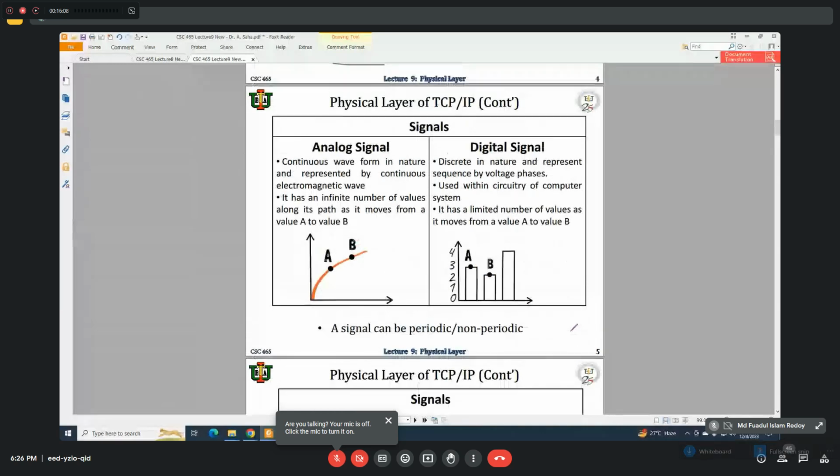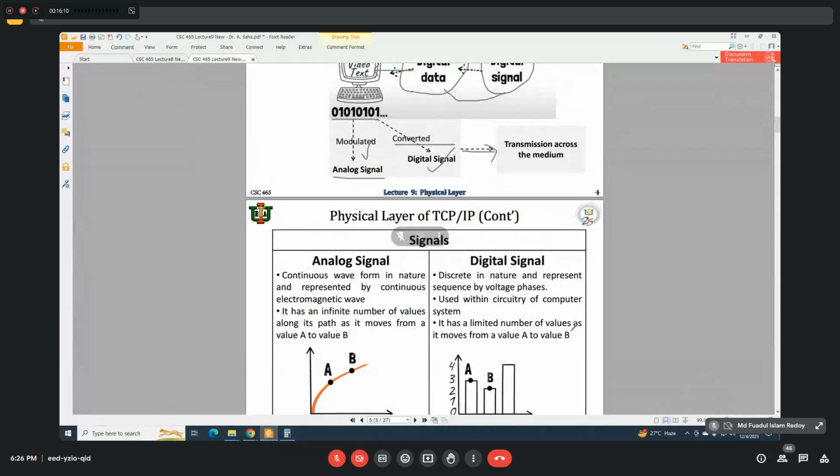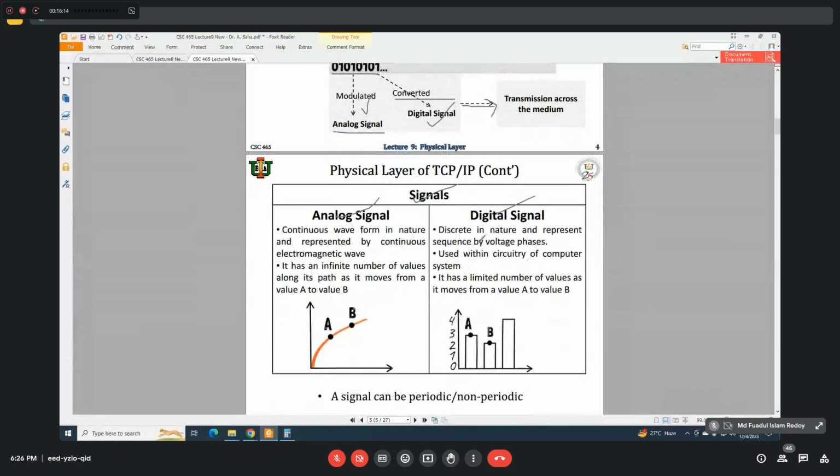Okay, yes sir. All right, so now if you're talking about signals, you have analog signal and digital signal. In case of analog signal, you can see that it is going to be a continuous waveform in nature and represented by a continuous electromagnetic wave. So that is the main fact for the analog signal. Okay, so it is going to be converted to electromagnetic waves if you're trying to convert it into the analog signal.